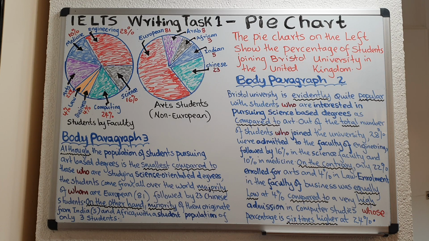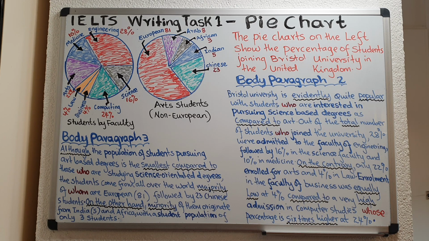That is arts and law. And as you can see, the percentage of arts is 22% and law is 4%. So when you count that in total, that is 26% of the students who are pursuing arts degrees that were enrolled in Bristol University.